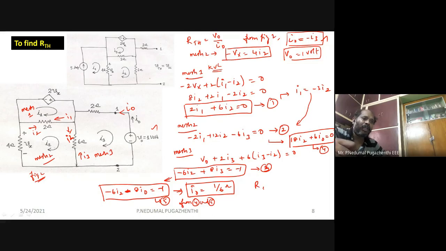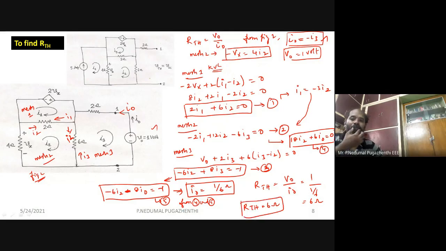Already, what is R Thevenin? R Thevenin is equal to V naught by I naught. V naught is 1 volt, 1 divided by 1 by 6, which is equal to 6 ohms. So I can finally write R Thevenin is equal to 6 ohms.